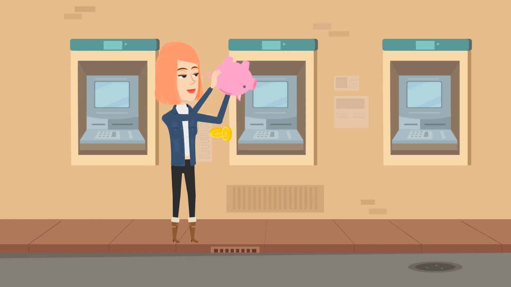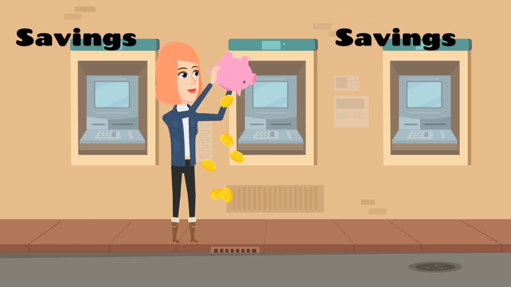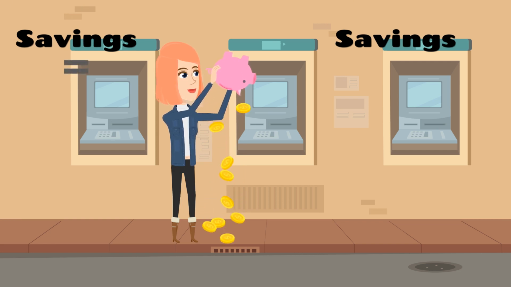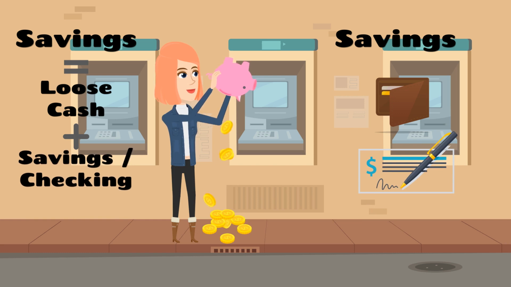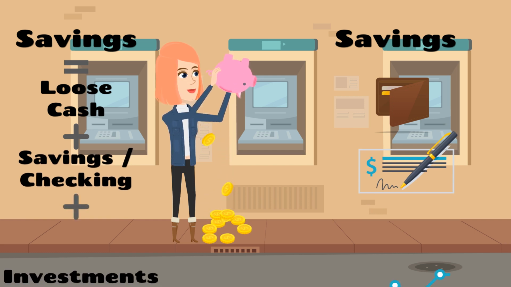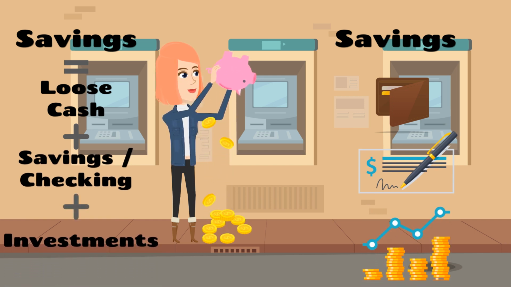We define savings as what is left over after your spending. Savings is inclusive of loose cash in your wallet, the portion of your earnings left in your savings and checking accounts, and the earnings you have invested. If any of these funds are for future, near-term consumption, then you may elect to exclude them from the total.